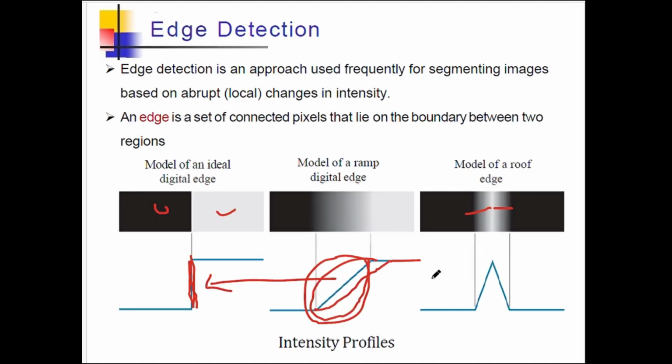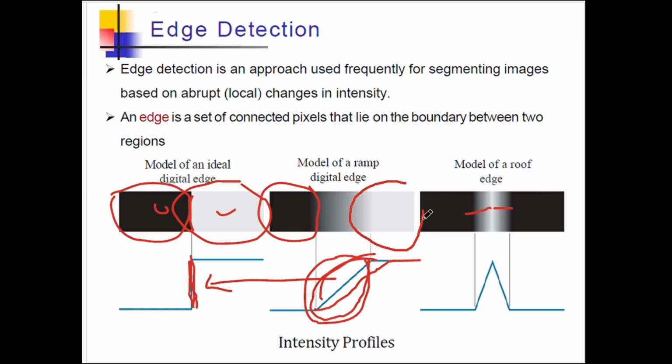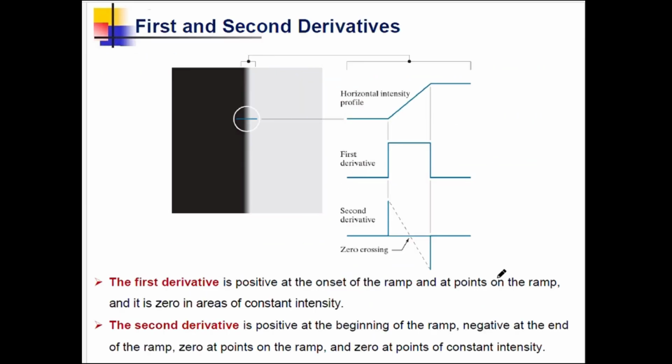Then how to identify the edges? If you identify this edge, you can separate these regions. You can segment these regions. If you identify this edge, you can segment these regions. How to identify these edges? Edges can be identified using first and second order derivatives. You studied this in image sharpening concepts, okay?